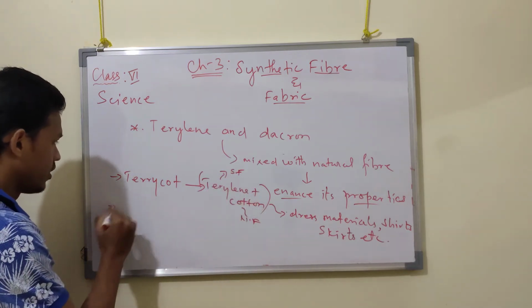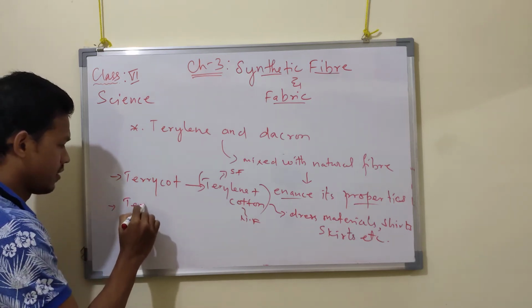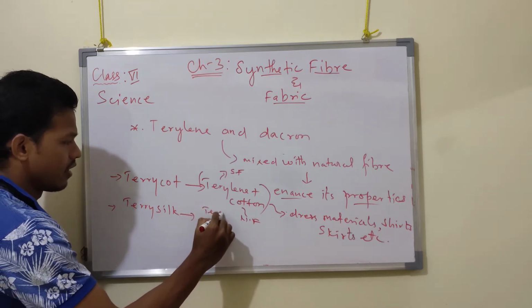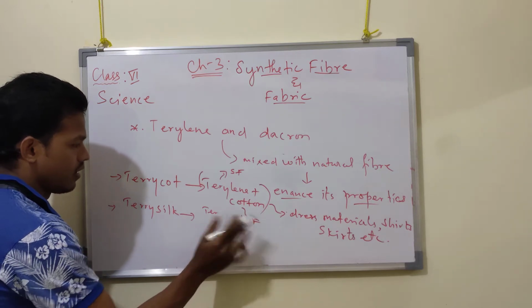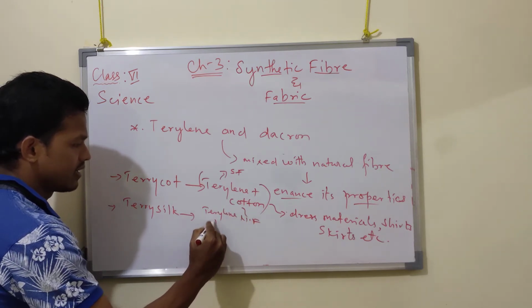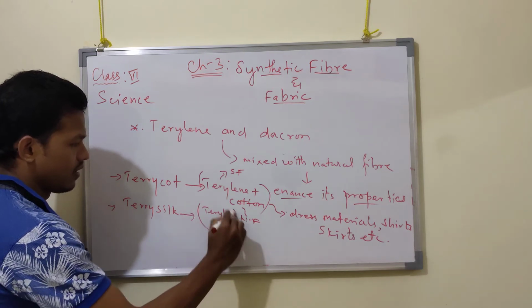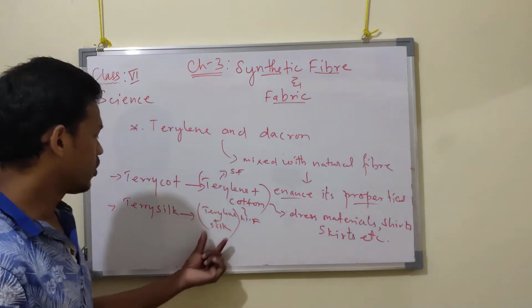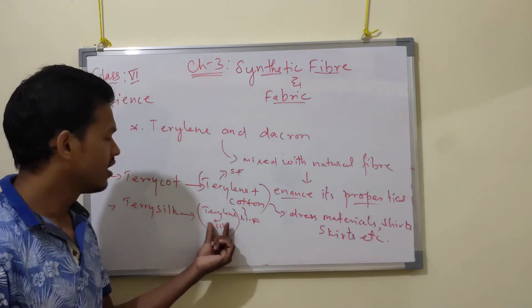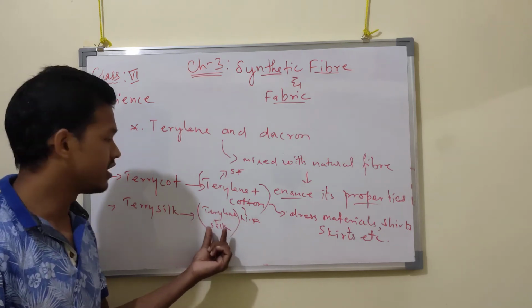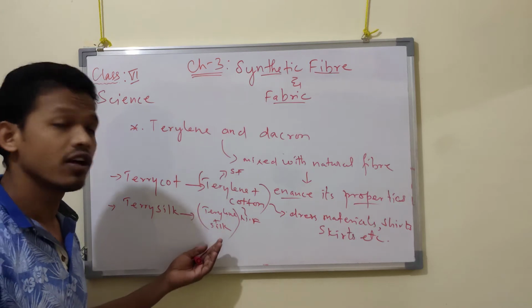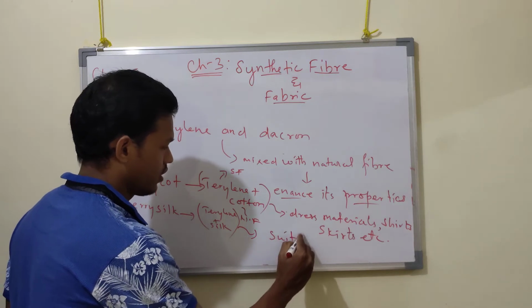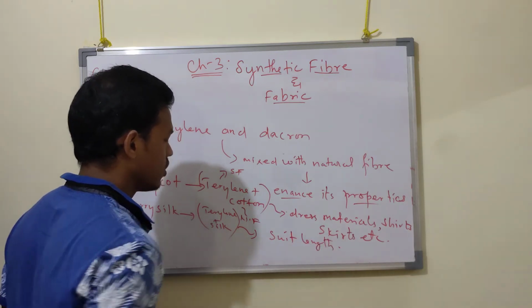Then also terry silk. These are also formed from terylene plus silk. These are also made from terylene plus silk, because natural silk is very expensive. This is another version of natural silk, another version of artificial silk, which is used for making suit length.